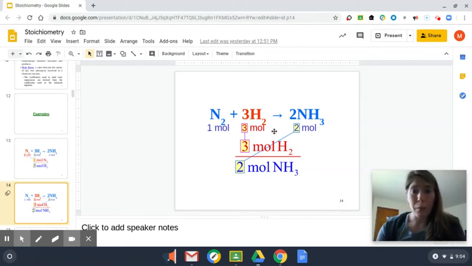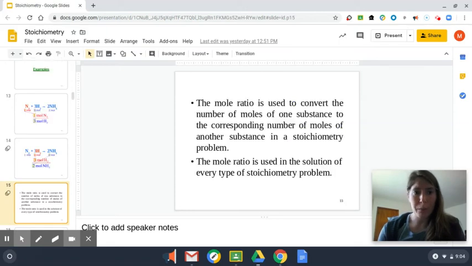And you can go back and forth depending on what is being asked of you. We'll talk a little bit more about that once we actually get to the stoichiometry equations. Mole ratio is used to convert the number of moles of one substance to the corresponding number of moles of another substance in a stoichiometry problem. If you don't have the correct ratio, you won't be able to solve the stoichiometry problem. Mole ratio is used in the solution of every type of stoichiometry problem, whether it's a 1-step, a 2-step, whether you're going from atoms to moles, or atoms to grams. You need to be able to identify mole ratio.